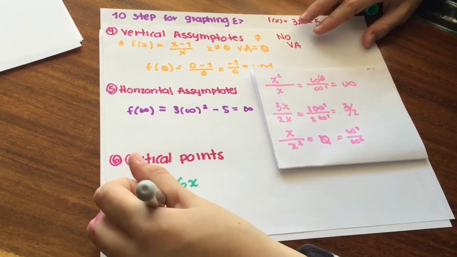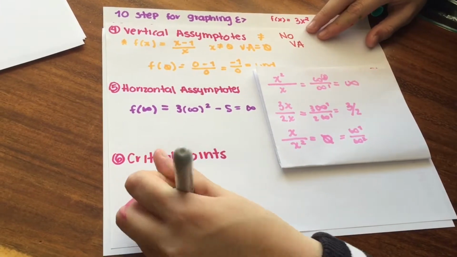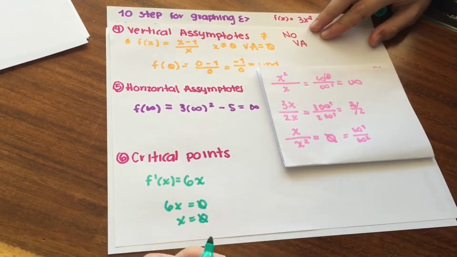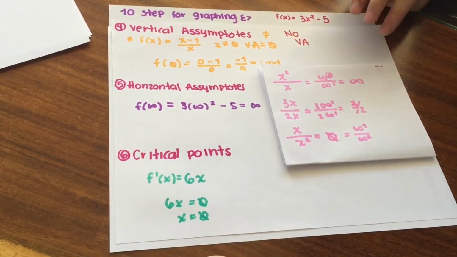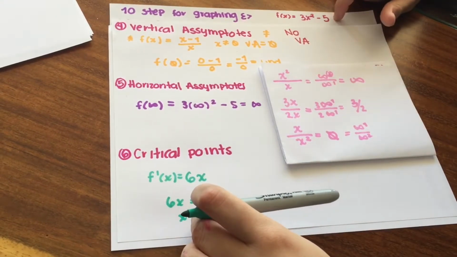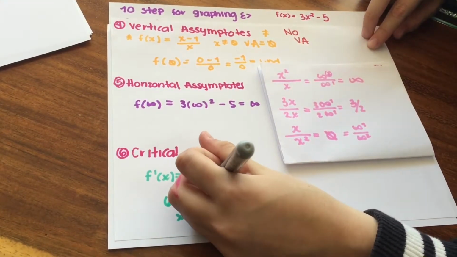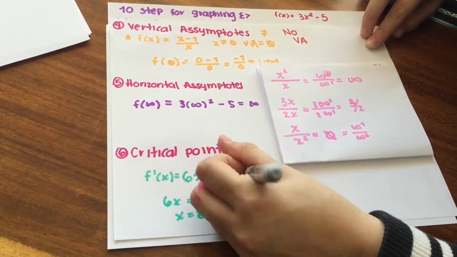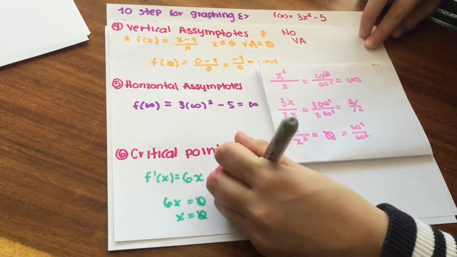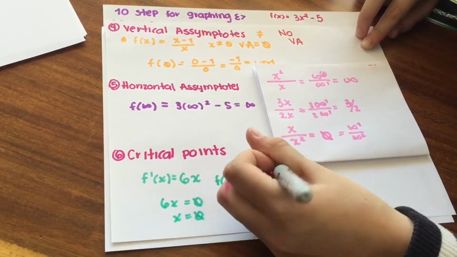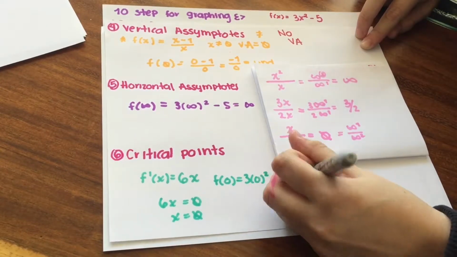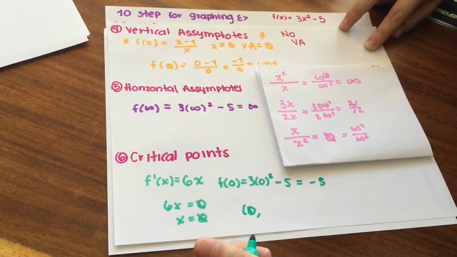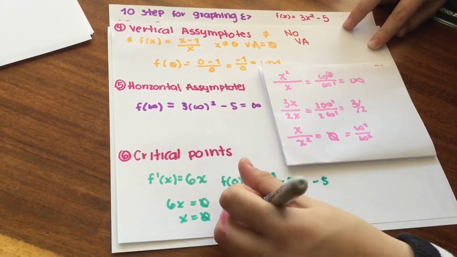So we set this equal to 0: 6x equals 0, so x is equal to 0. Now we substitute this 0 in the original equation, okay? So f of 0 is equal to 3 times 0 squared minus 5, that is minus 5. So it's (0, -5).